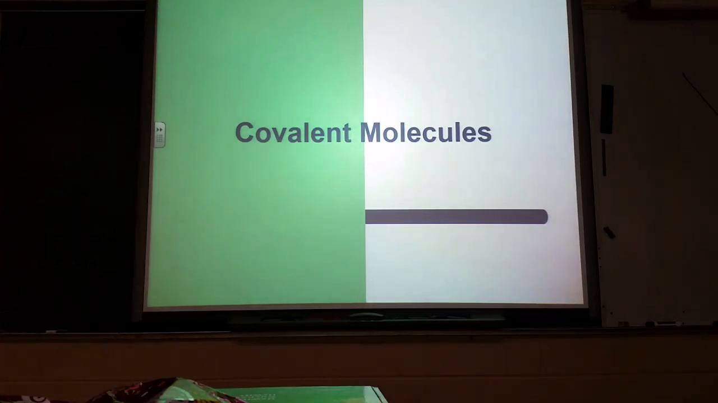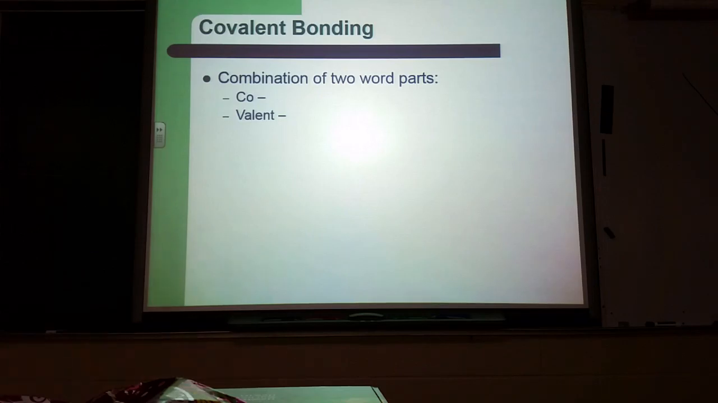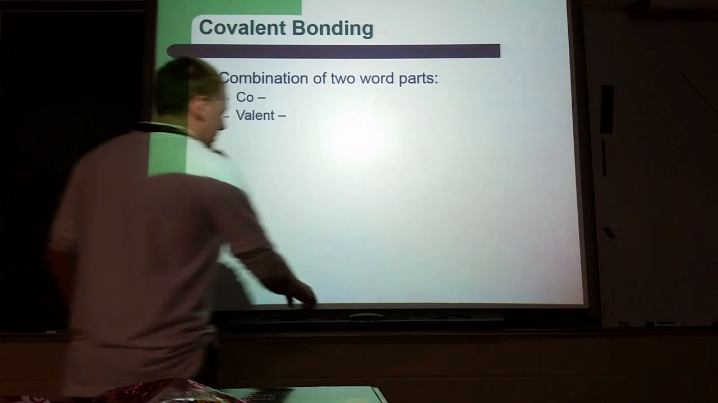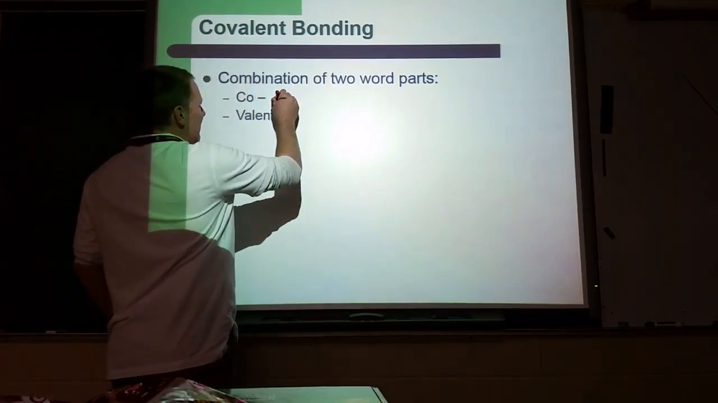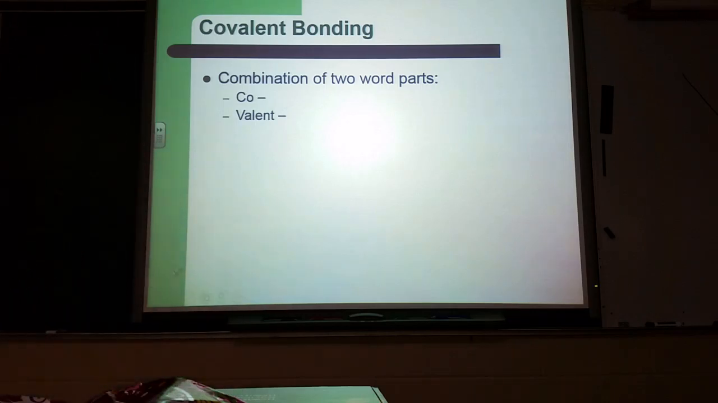Okay, so covalent molecules. Let's take a look at what the word means to begin with. There are two word parts, co and valent. Co we use all the time. What does that mean? If you cooperate or coexist together. So cooperate means operate or work together. Coexist means exist together. So co means together.